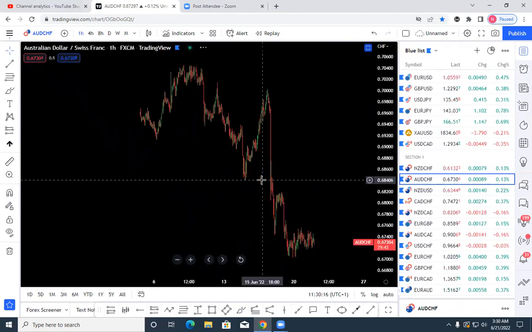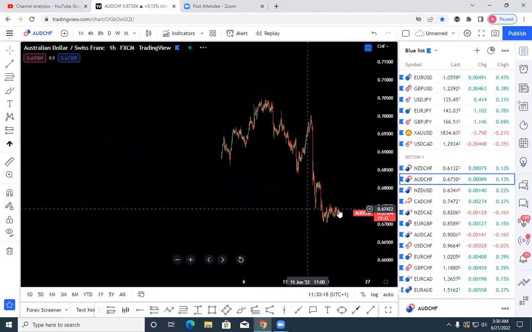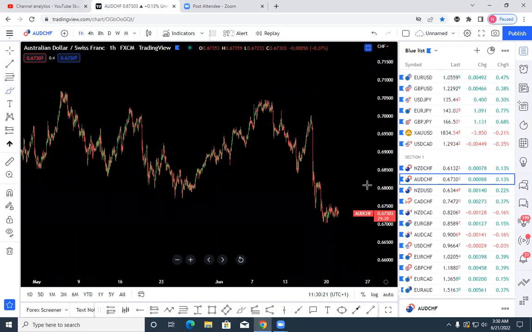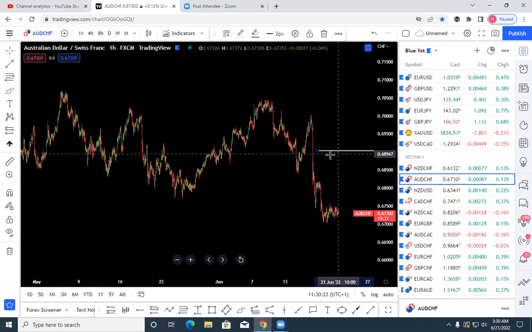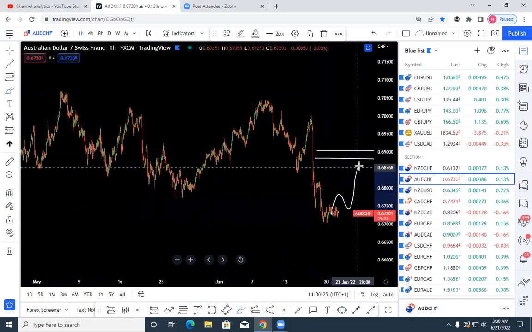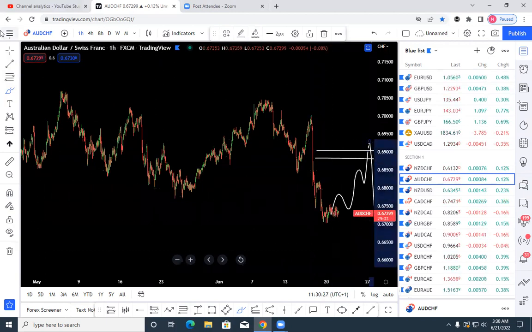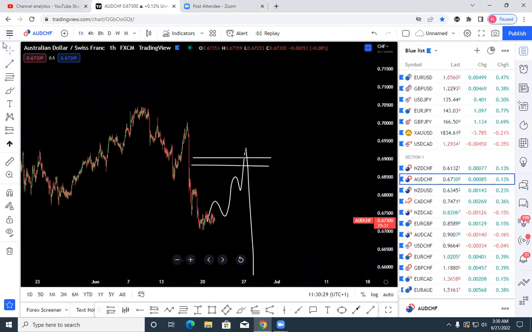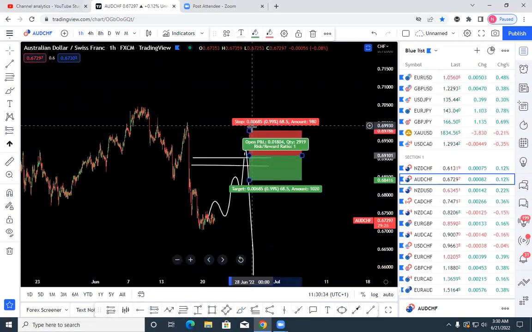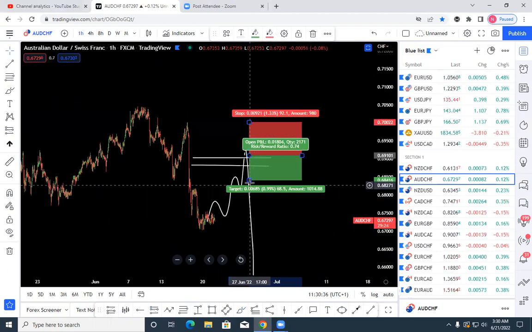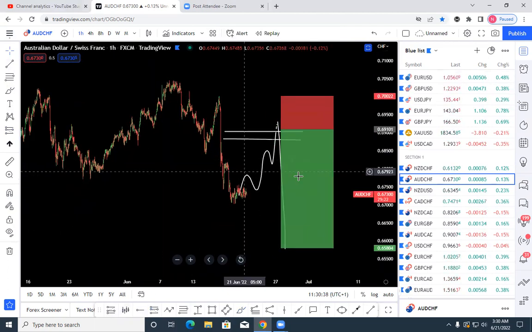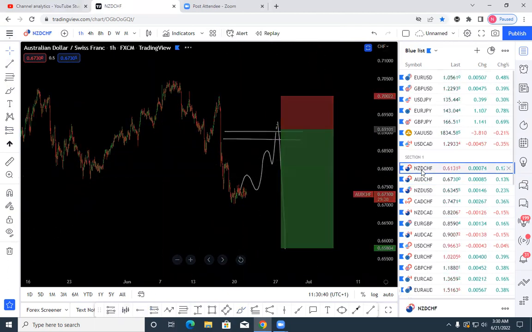The same thing is applicable to AUD CHF. You need a move to this level. Let this move come to this level. You need a trade to the downside. It's as simple as that, guys. You need this from here. Put your stop loss here. Boom.